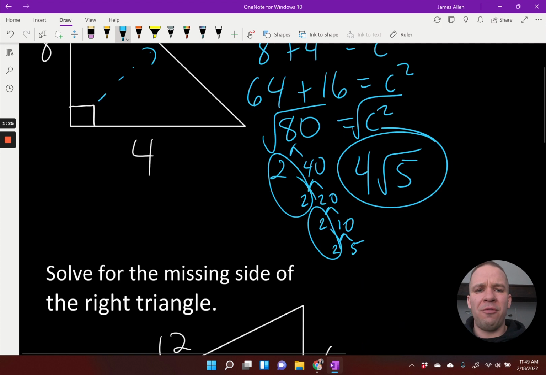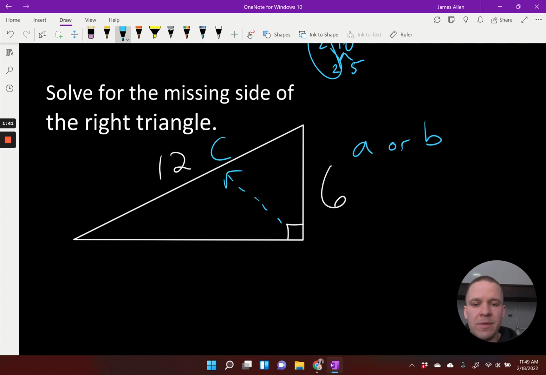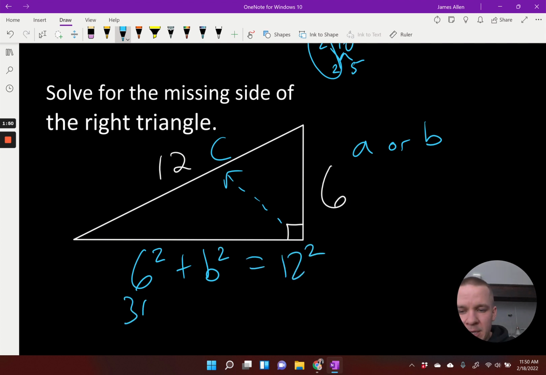All right, what if we're given the hypotenuse? Okay, let's see. So if I'm given the hypotenuse here, this is my C because it's across from the right angle. Then 6 can be either A or B, doesn't really matter. Now, when I set this up, I'm going to have 6 squared plus, let's just say it's B squared, equals 12 squared. So I'm going to have 36 plus B squared equals 144.